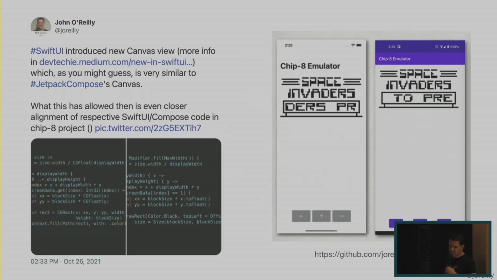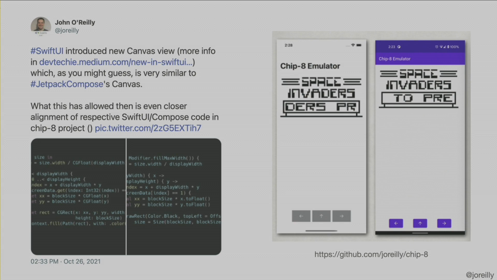Another example from one of the samples I have, this time illustrating the use of Canvas on both platforms. This particular sample, a little bit obscure, makes use of what's called a CHIP-8 emulator in shared Kotlin Multiplatform code. This was an instruction set used in the arcade games of the past, the likes of Space Invaders.